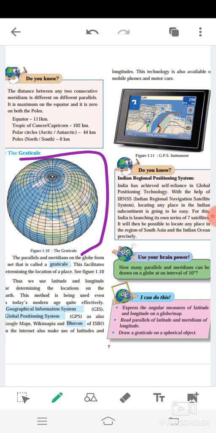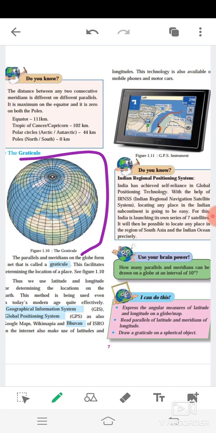Thus, we use latitude and longitude for determining the location on the earth. This method is being used even in today's modern age quite effectively. Geographical Information System, Global Positioning System, as also Google Maps, Wikipedia and Bhuvan of ISRO on the internet, also make use of latitudes and longitudes. This technology is also available on mobile phones and motor cars.